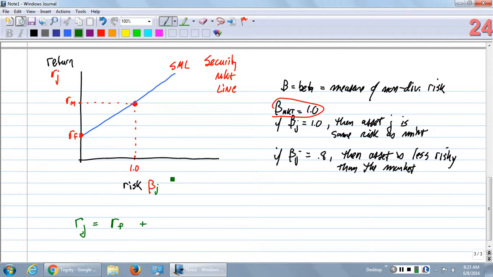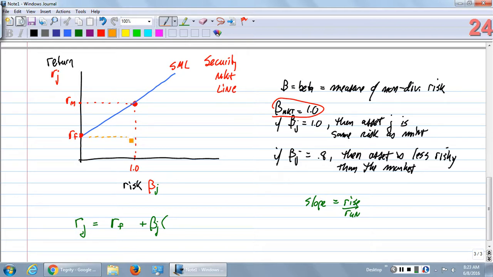On the y-axis, we've got return. On the x-axis, we've got beta. We've got risk. So I'm going to write beta right here. And then you multiply the variable for the x-axis times the slope of that line. The slope, you remember, is equal to rise over run. So let's evaluate the slope.